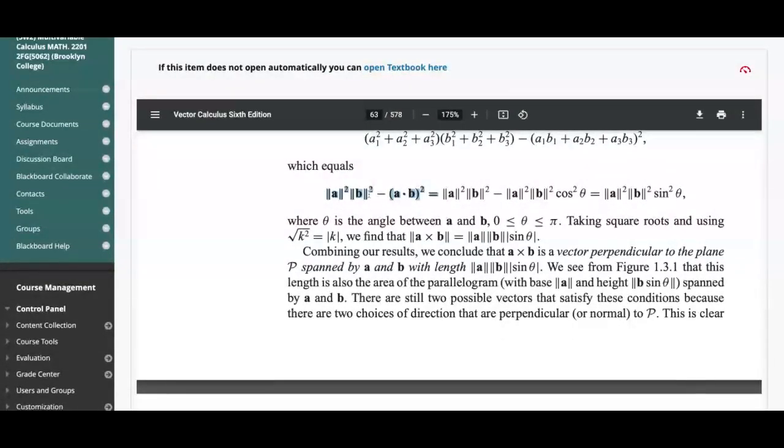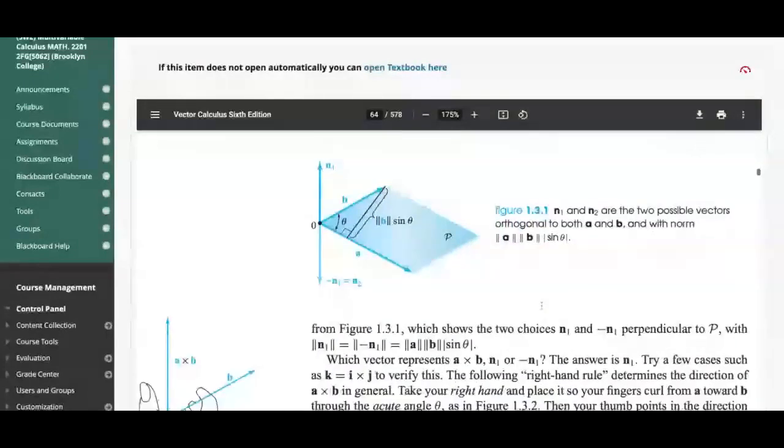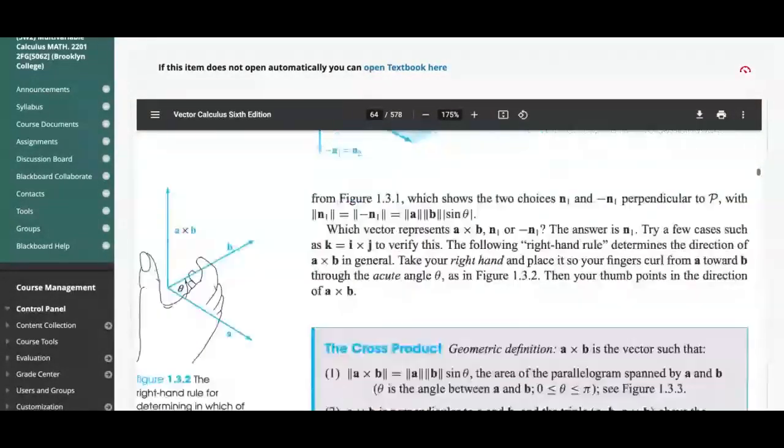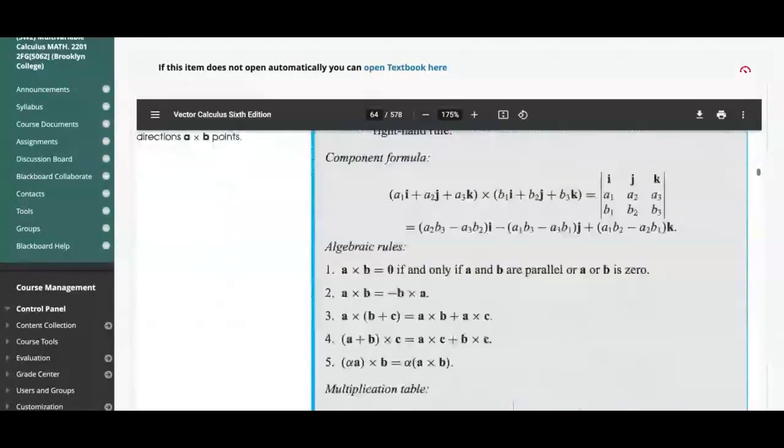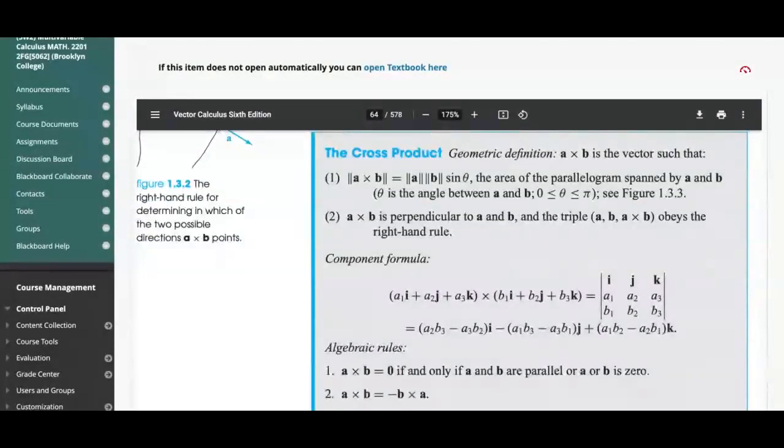The length of A squared times the length of B squared minus the dot product of those two squared equals the length of A squared times the length of B squared times sine squared. If we square root both sides, right? Well, let's not do that because it's not easy to think about. But basically, this formula sometimes is useful too.